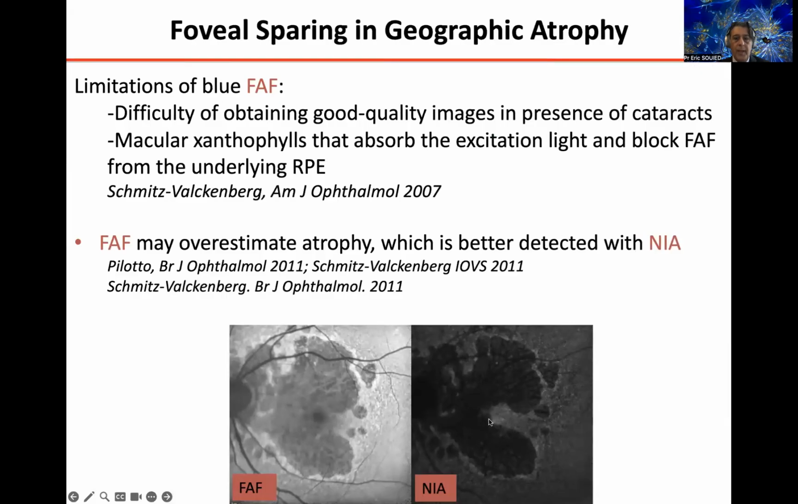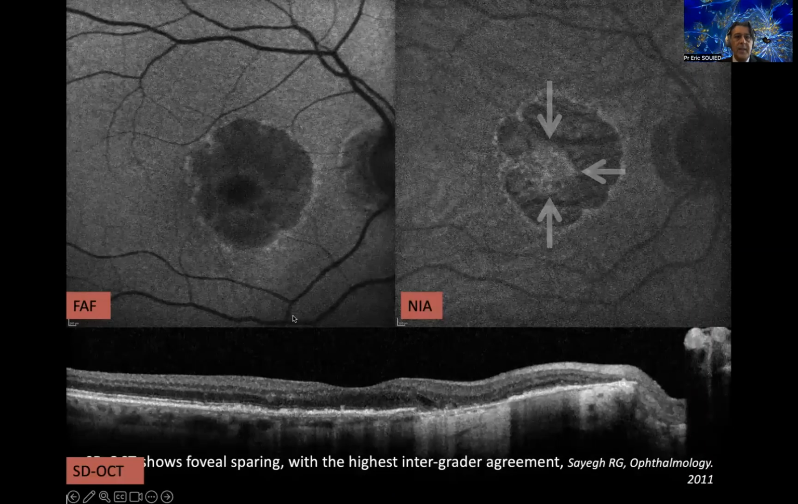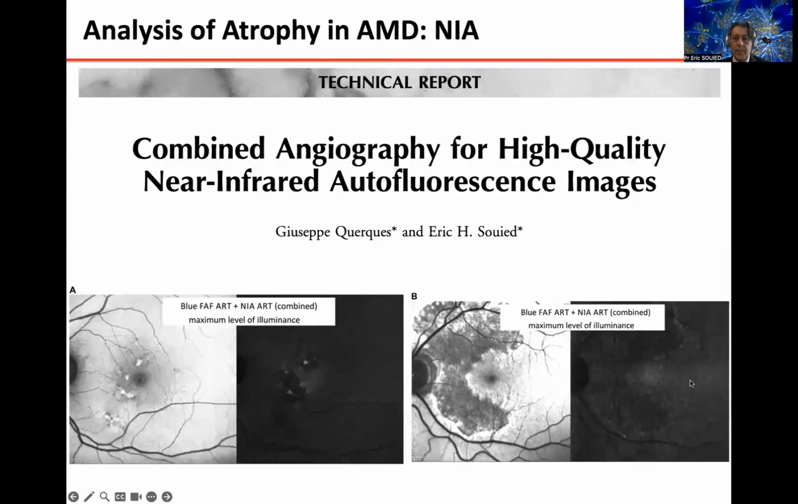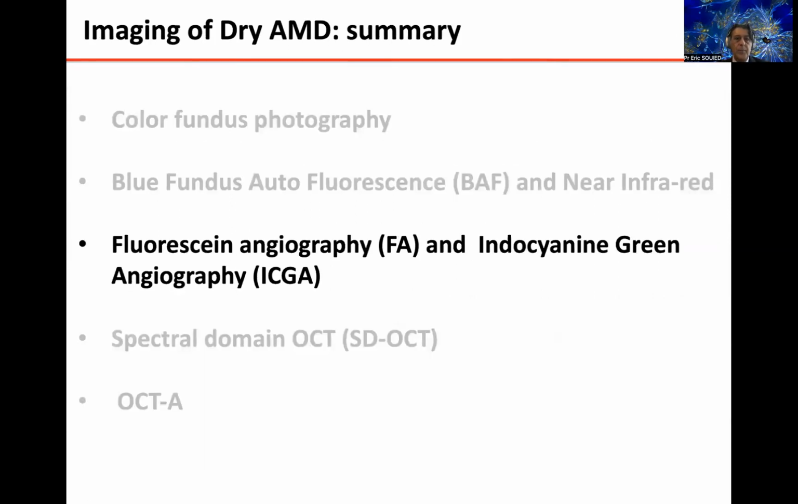On the near infrared, the foveal sparing is much more obvious. So the autofluorescent frame may overestimate the atrophy that is better detected with the near infrared imaging. Here is an example of near infrared autofluorescence that perfectly correlates with SD-OCT. Two examples of near infrared imaging that demonstrate the foveal sparing in this patient.